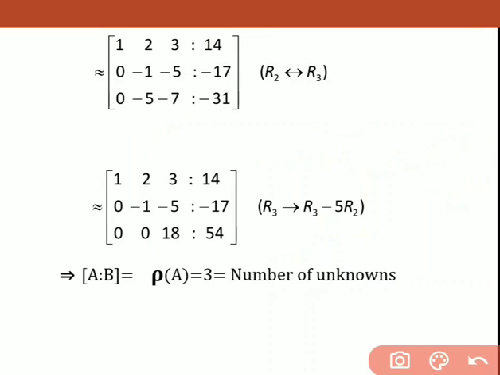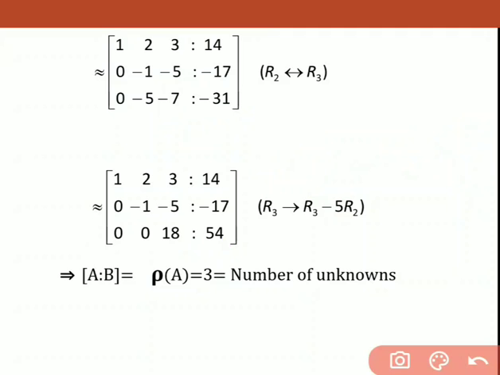Similarly, the next element is also the same. Here R3 is minus 7 minus 5 times R2, which is minus 5, so minus into minus plus 5, 25 minus 7 is 18, we will get. Similarly we will get the third element also, the same thing here: using this one we can have minus 54, this plus 54. What does this imply here?